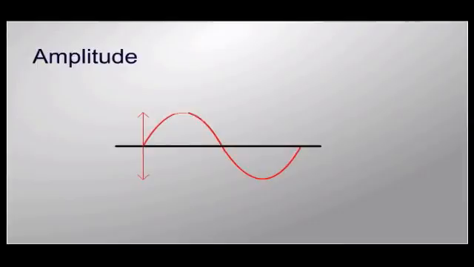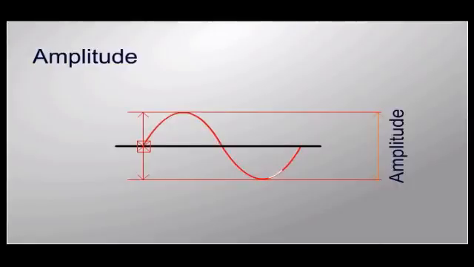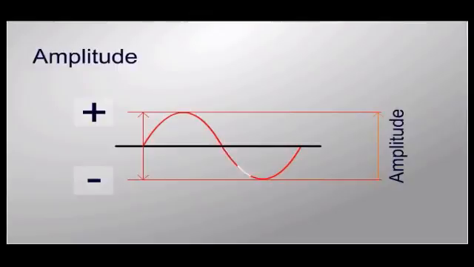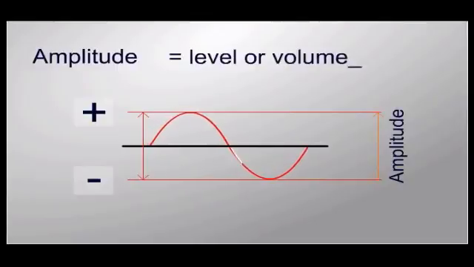The distance above or below the center line of a sine wave to the peak and valley is the amplitude. A waveform has both positive and negative amplitude. We interpret amplitude as the level or volume of the signal.